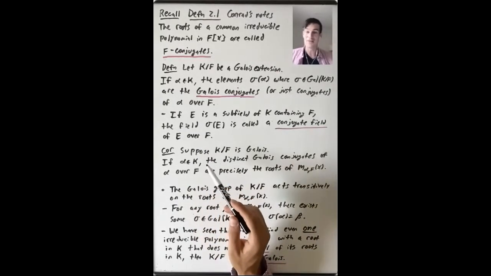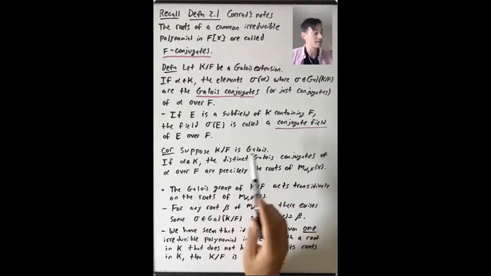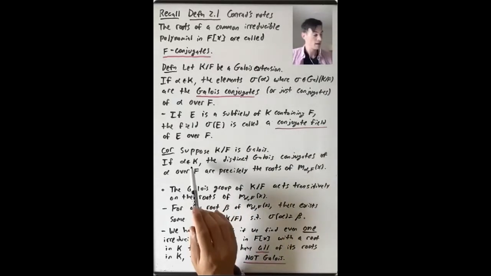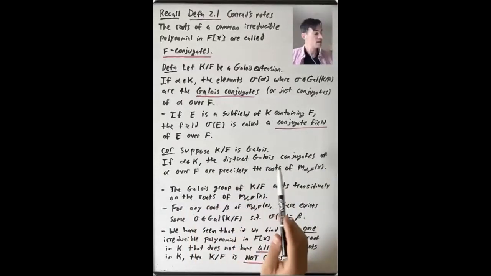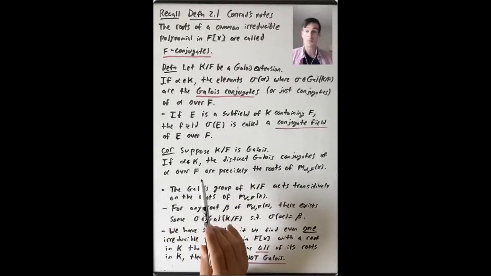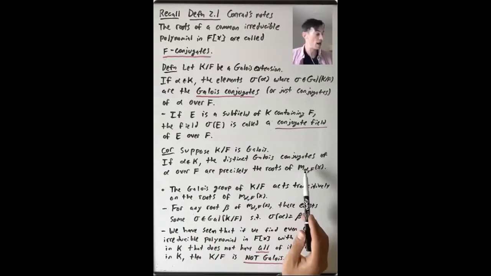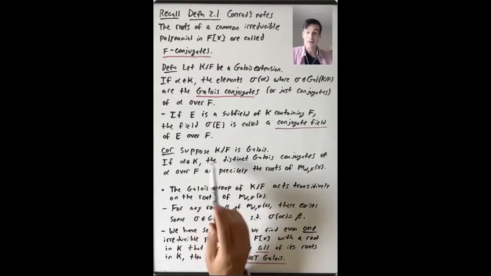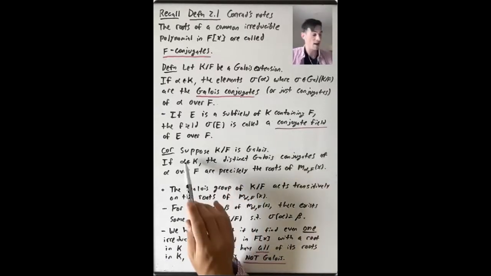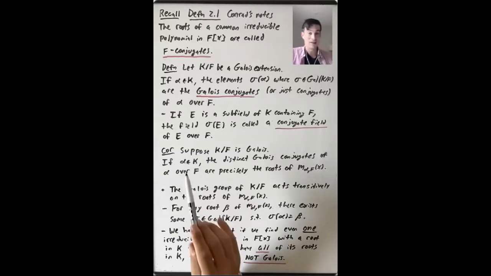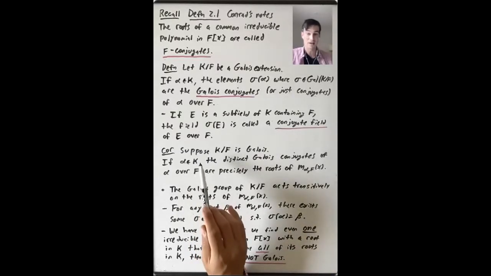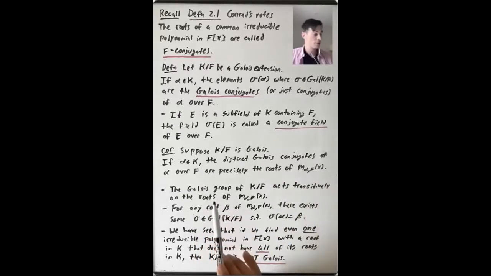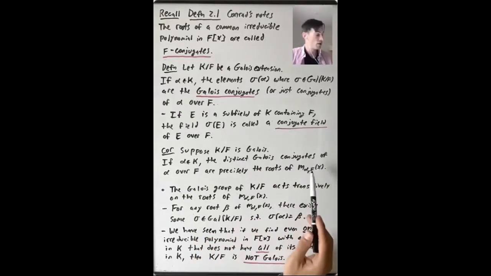Okay, and a corollary of this proposition 13 star that we proved is that if K over F is a Galois extension, and if alpha is in K, then the distinct Galois conjugates of alpha over F are precisely the roots of the minimal polynomial of alpha over F. Right? So what did we see? We took this alpha, we applied each element of the Galois group of K over F to alpha. We took the distinct elements that occurred in that collection, and we saw that those were exactly the roots of this polynomial p(x), which we saw was m_{alpha,F}(x).